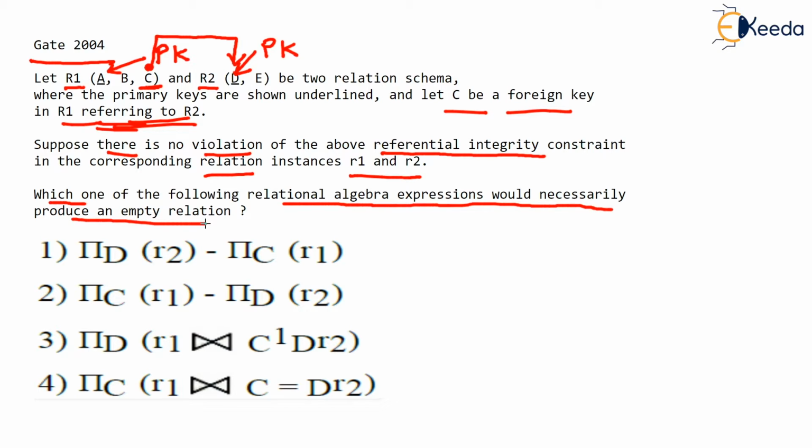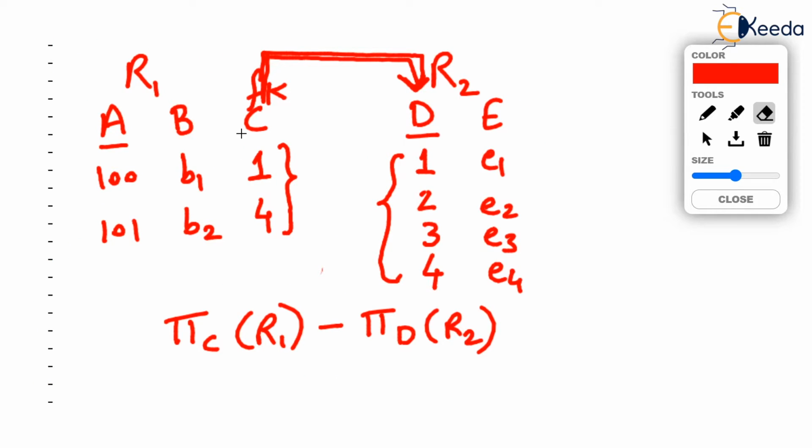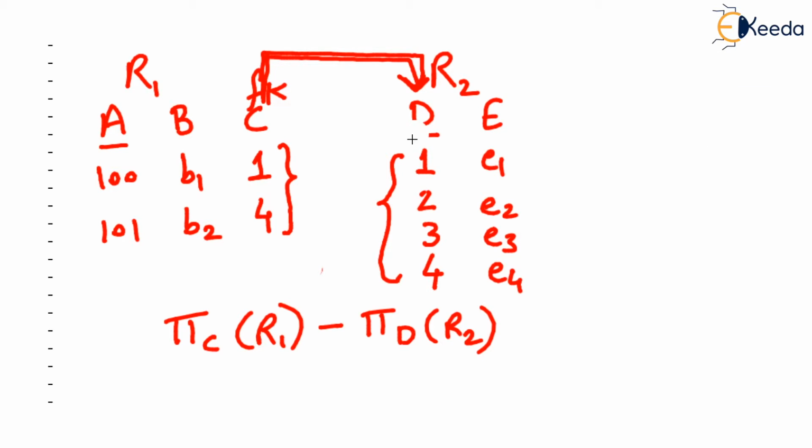The best way to solve this puzzle is to take any relations R1 and R2 as I have done here. I have taken some arbitrary values under A, B, C and D, E under R2. D is the primary key, so whatever values you show under the D column cannot repeat and cannot be null. Also, A is the primary key, so whatever values you show under the A column cannot repeat and cannot be null. I have taken some arbitrary values for B: B1, B2.